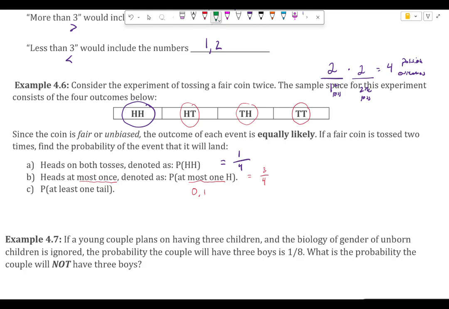And then part C says at least 1 tail. At least 1 tail would be 1 or more. So this would be either 1 or 2 tails.